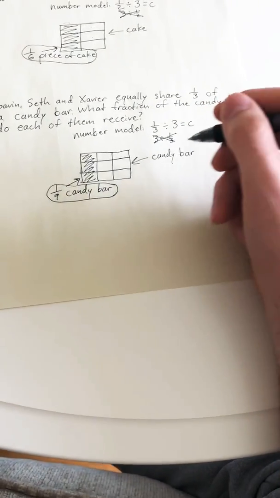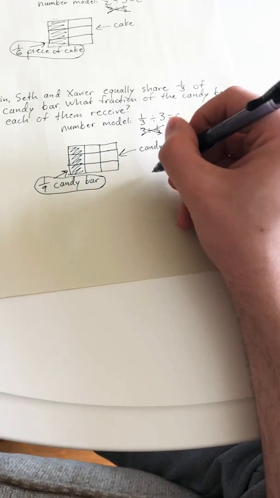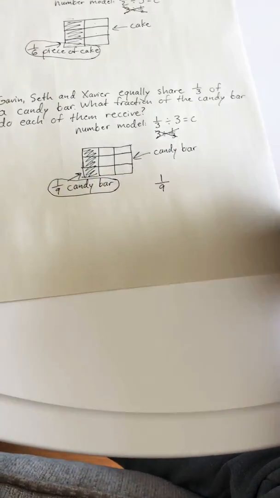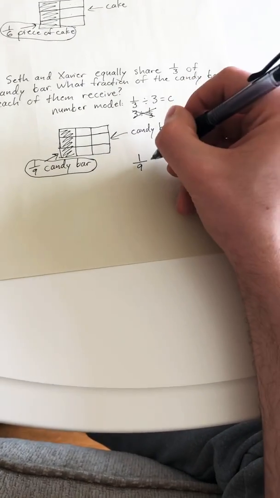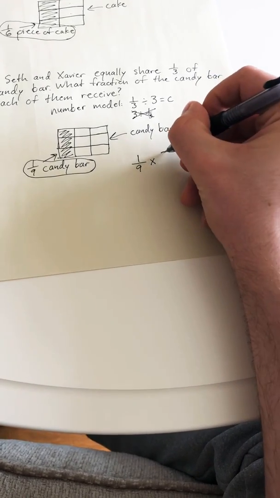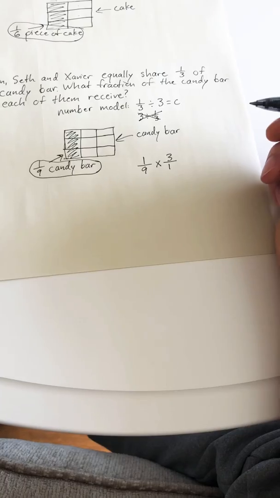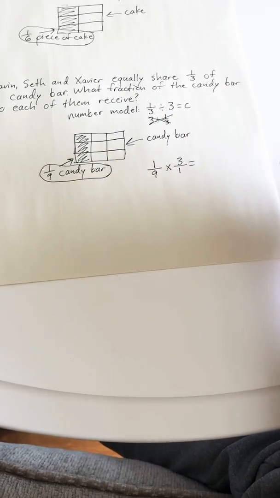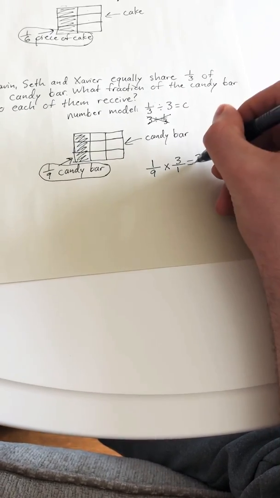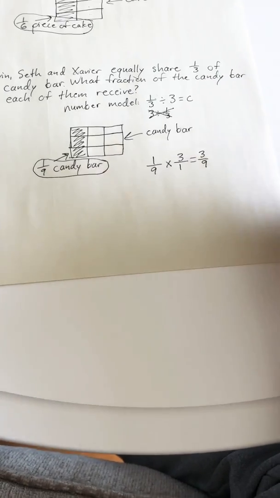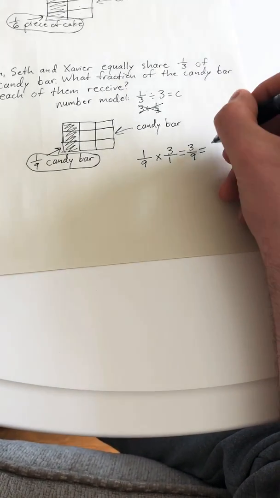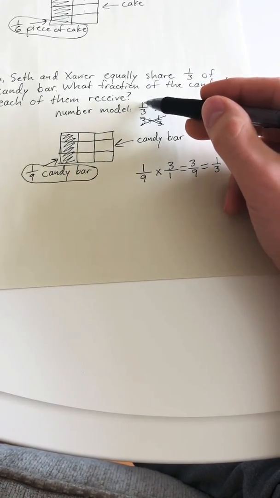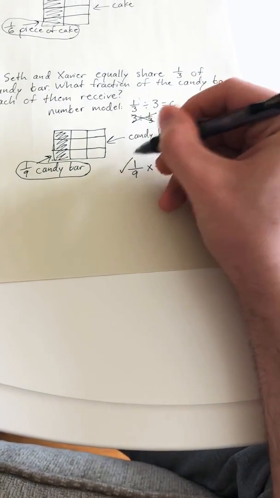Let's go ahead and check and make sure that we have found the correct answer. If we found the correct answer, we should be able to check this with multiplication. If they'll each get 1/9 of the candy bar, I should be able to multiply 1/9 times 3 wholes, or 3 over 1, and arrive at what I started with, my 1/3. If I multiply this straight across, 1 times 3 is 3, 9 times 1 is 9, so I get 3/9. If I simplify this, 3/9 is equivalent to 1/3, which is what I started out with. So that's how I know that my answer is indeed correct.